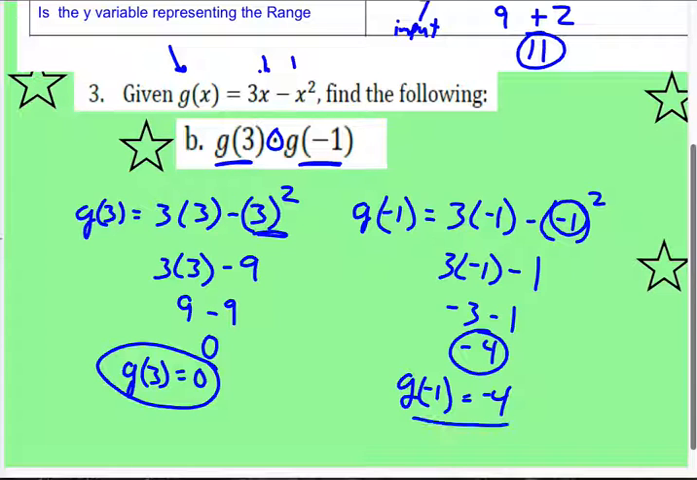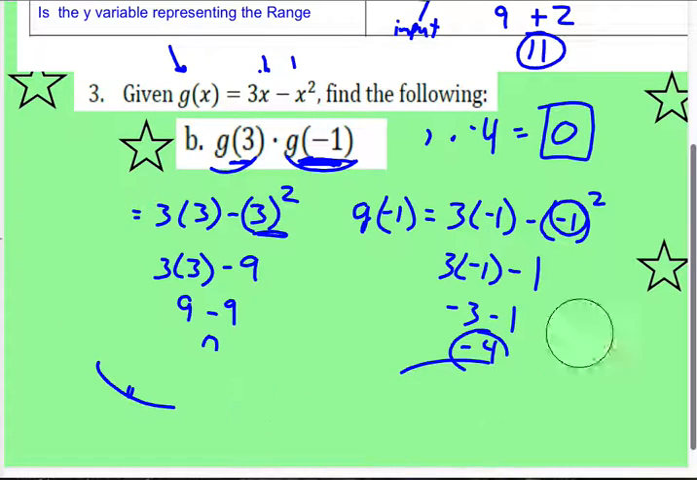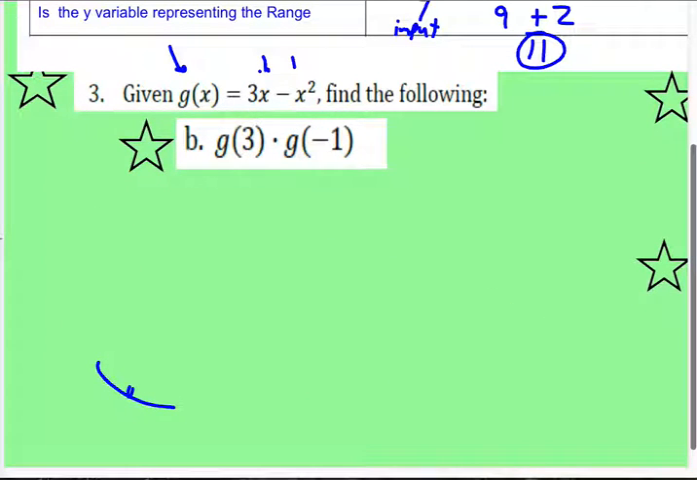So I have my two answers. Now what I do with them is multiply. I take g of 3 first, which is 0, and I multiply it by g of negative 1 here, which is negative 4. And my answer in this case, final answer, is 0. So evaluate these two, find them separately, and then multiply your two answers together. That's how you multiply two functions that you're trying to evaluate.